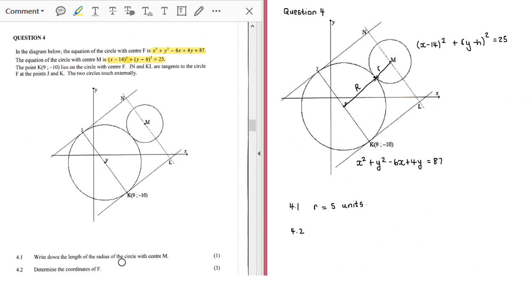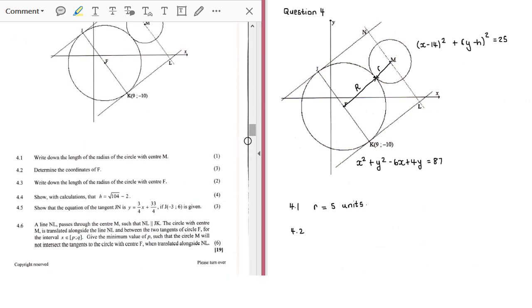4.2 says determine the coordinates. Sorry, let me just move this down. Okay, we need to determine the coordinates of F. F I've now cancelled it over here. If you look back in the original sketch, F is the center of this larger circle. So we know that we can get that by basically completing the square on this standard form.